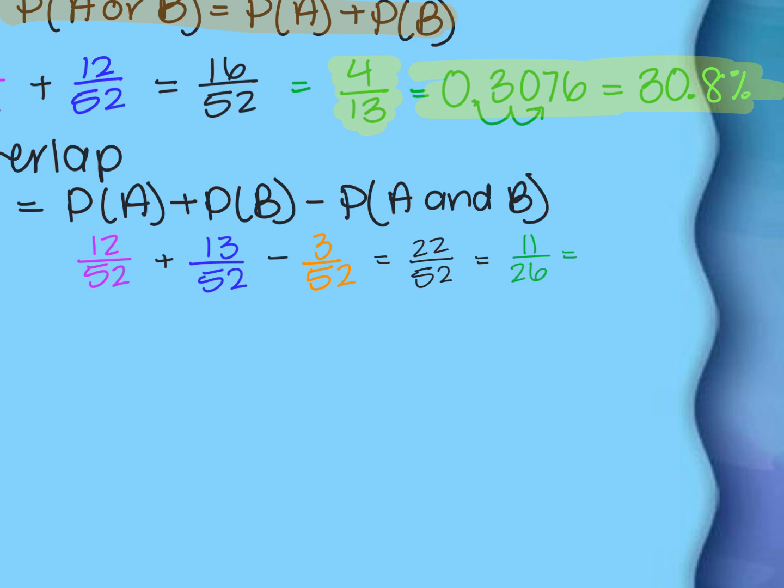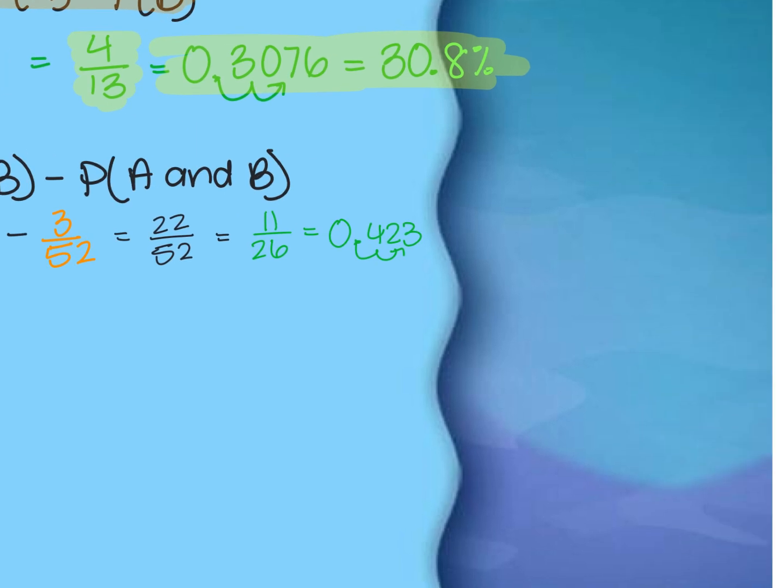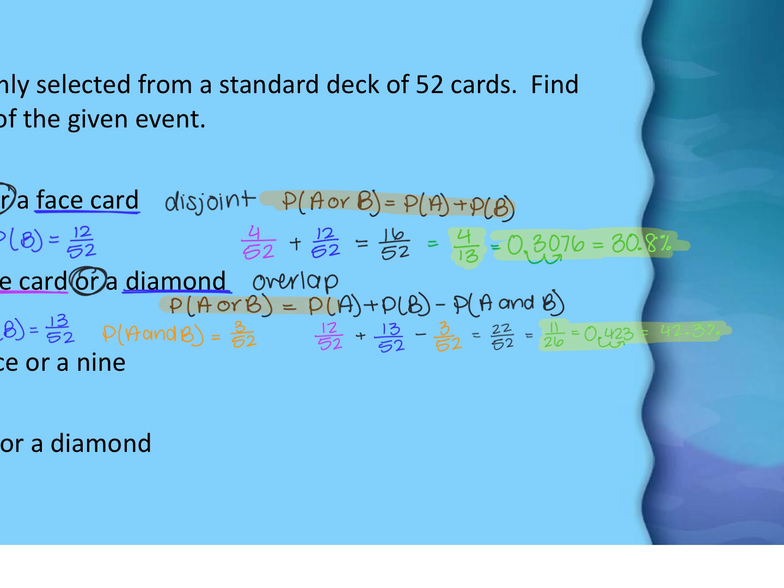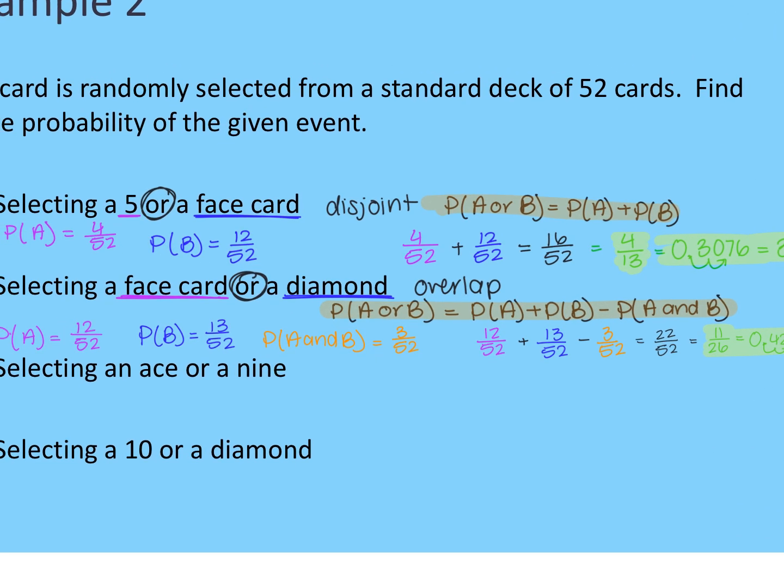Which again, as a decimal, could be 0.423. Moving that decimal 2 places to the right. If they're asking me for a percent, it could be 42.3% as my answer. So again, depending on what they're asking us for, just make sure you know how to change those. And this was the formula we used for overlap.